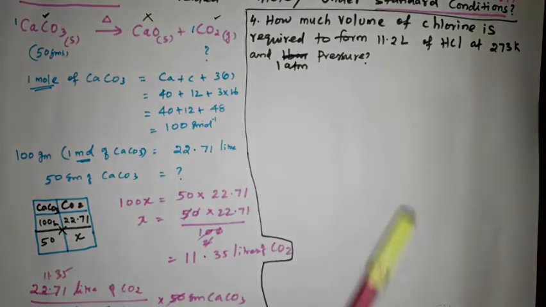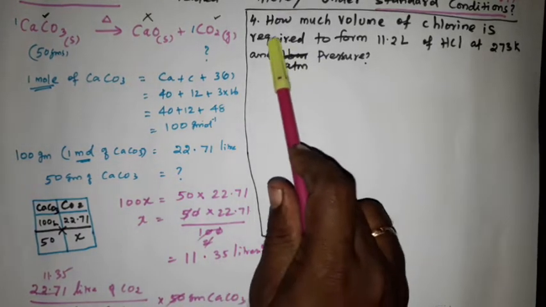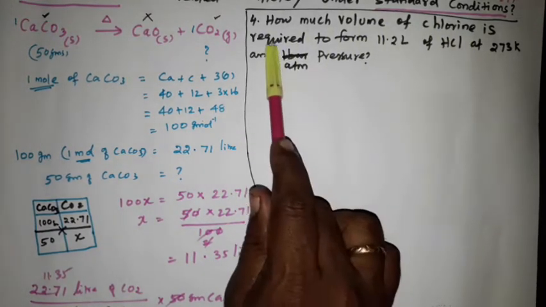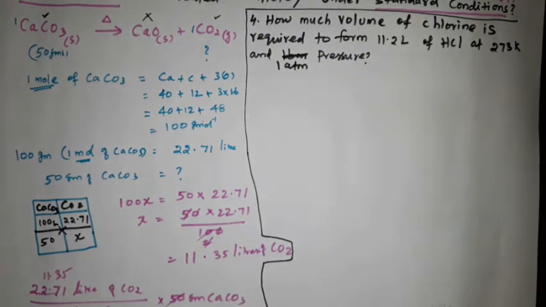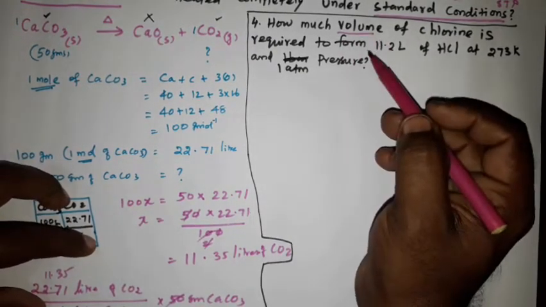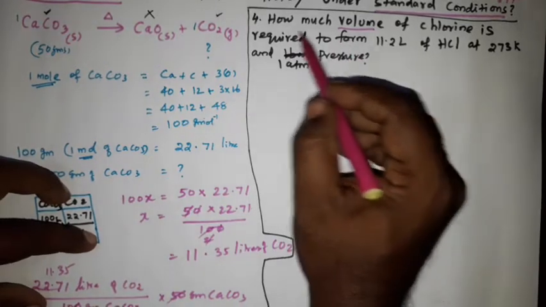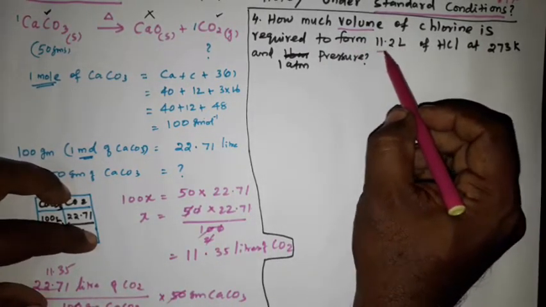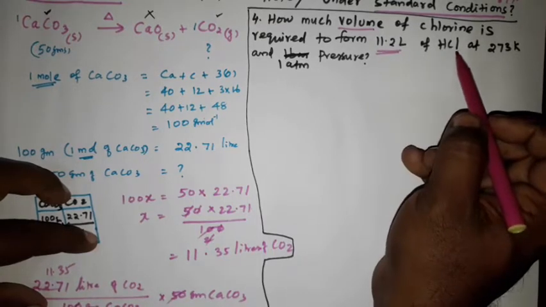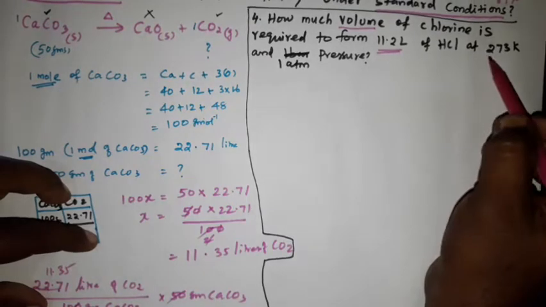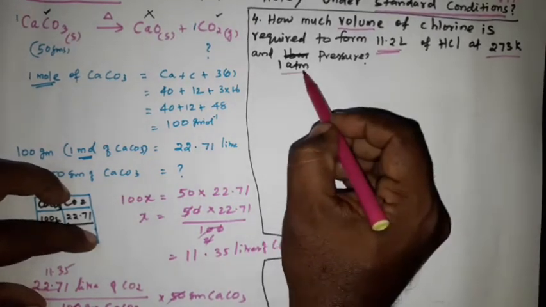Dear students, now next question. How much volume of chlorine is required? Here also in the question they are asking volume, so you need to know molar volume. How much volume of chlorine is required to form 11.2 liters of HCl at 273 Kelvin and 1 atm pressure?